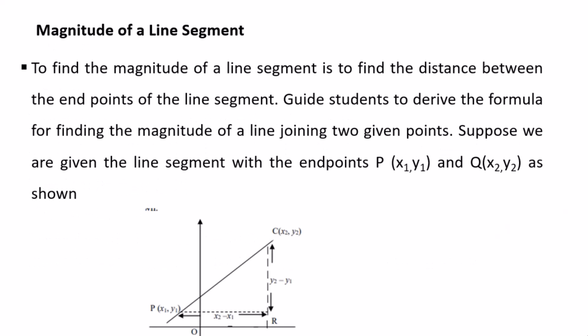The magnitude of a line segment. To find the magnitude of a line segment is to find the distance between the endpoints of the line segment. So you can guide your students to derive the formula for finding the magnitude of a line joining two points. Suppose we are given the line segment with endpoints P (x1, y1) and Q (x2, y2) as shown in this diagram. How are we going to get its magnitude? That's the length of the line. So let's look at the next slide.